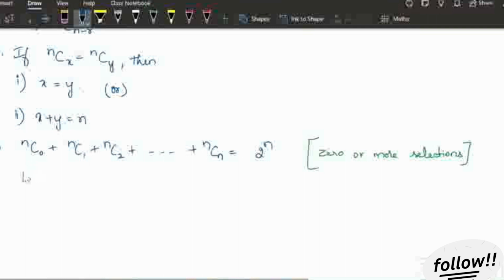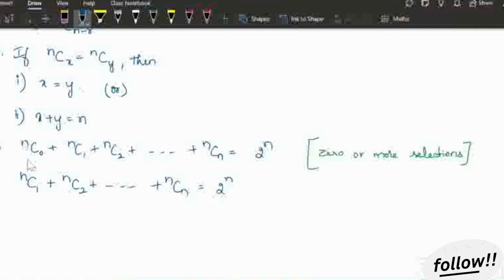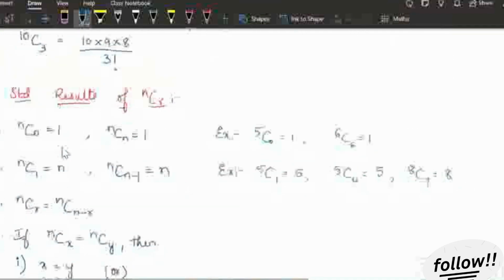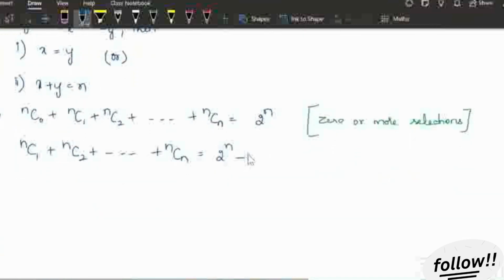Okay. If it is given 1 or more, then 0 you should not consider. nC0 you're not considering because it has to be 1 or more. Means minimum he should select one object. If you are selecting one object, number of ways is nC1. If you're selecting two objects, nC2 goes on up to nCn. So this entire thing is 2 power n. From this, you're removing nC0, or you can consider this as taking nC0 to the right hand side. What is value of nC0? 1, right? So it is going to be 2 power n minus 1.